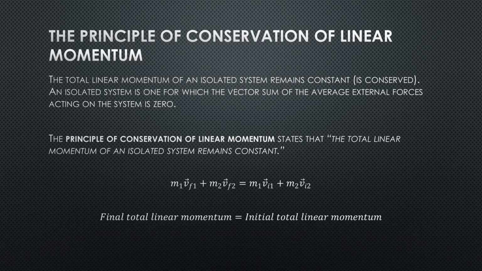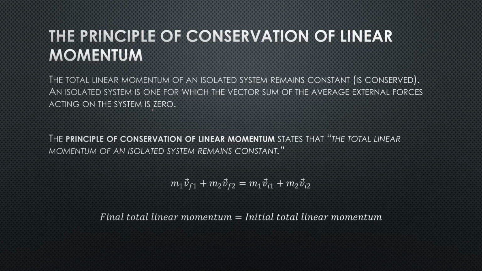So the principle of conservation of linear momentum: the total linear momentum of an isolated system remains constant, that is, conserved. An isolated system is one for which the vector sum of average external forces acting on the system is zero. So the principle of conservation of linear momentum states that the total linear momentum of an isolated system remains constant.